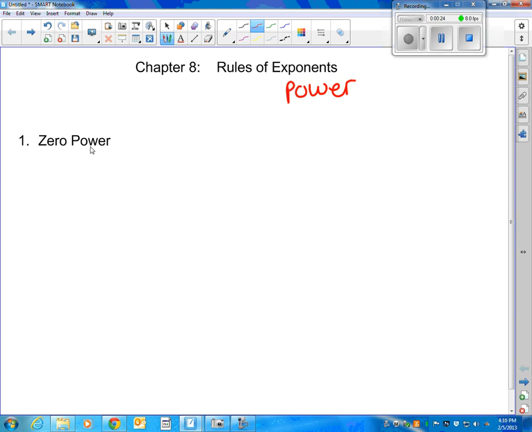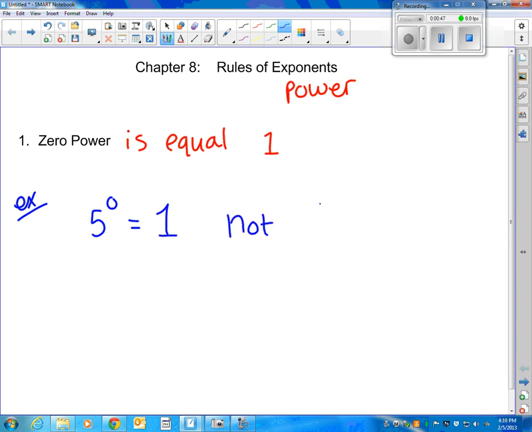All right, a 0 power. Anything to a 0 power is equal to 1. Right. And a couple examples. If you had 5 to the 0 power, that is equal to 1. Right? This is not the same thing as 5 times 0. 5 times 0 is 0. But 5 raised to the power of 0 is equal to 1.